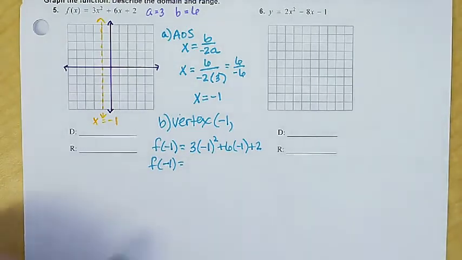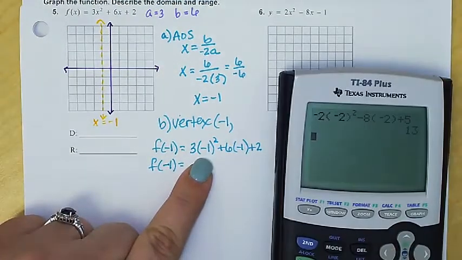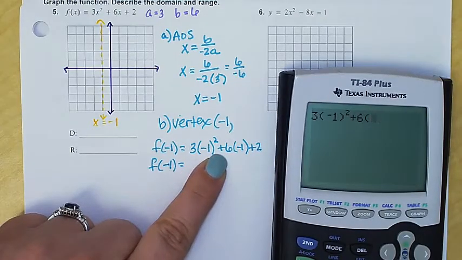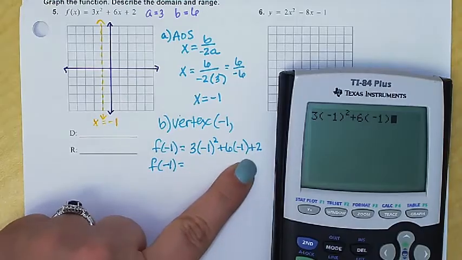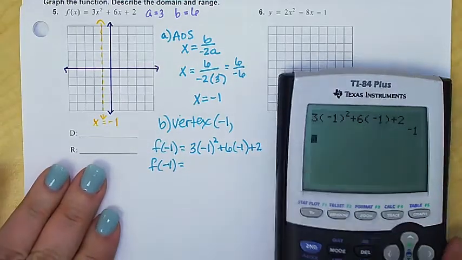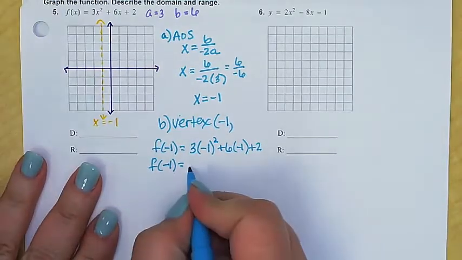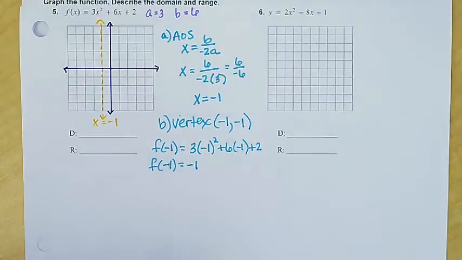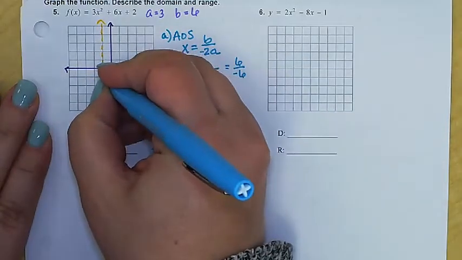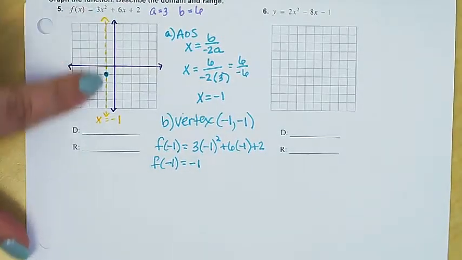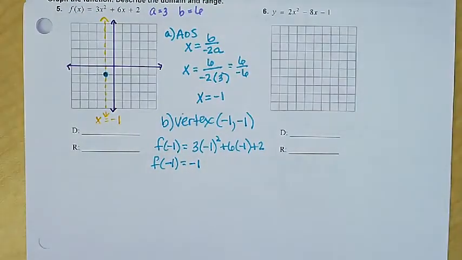And when we evaluate that, if we grab our calculator, we've got 3, we insert that -1 and square it, plus 6, insert that -1, and plus 2. Oh, looks like our output is also -1. So our vertex is at -1, comma, -1. So that means that for our parabola, this is where our vertex is, right here. -1, -1. There's my point on the axis of symmetry, I mean.